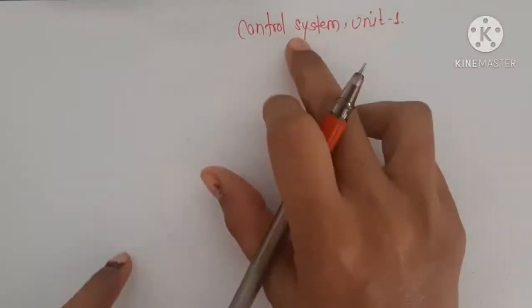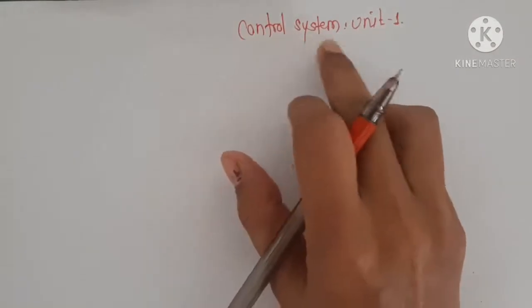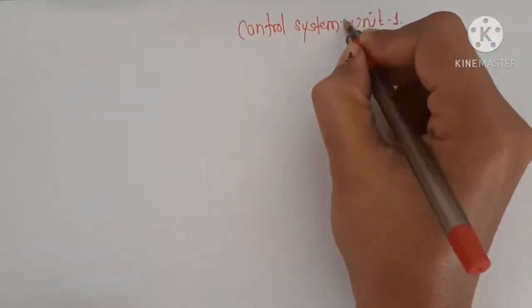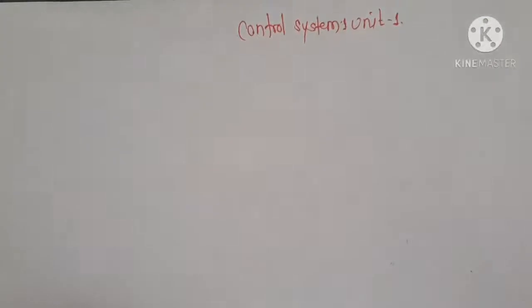We have started our second semester subject, that is Control System. In the previous lecture we have seen the introduction of control system: what is a control system, which system is called a control system, and what are the types of control system. There are two types. We have seen which system is called a closed loop system and which system is called an open loop system. So let's revise.